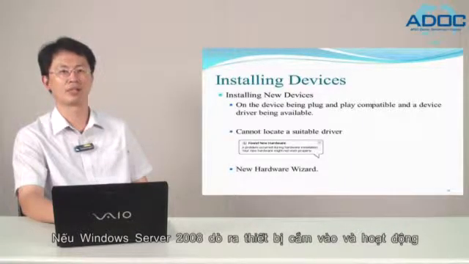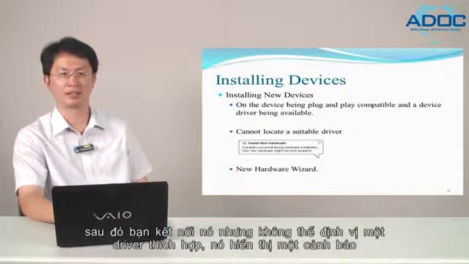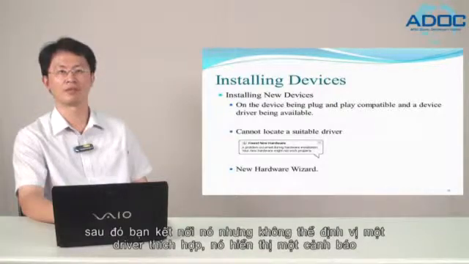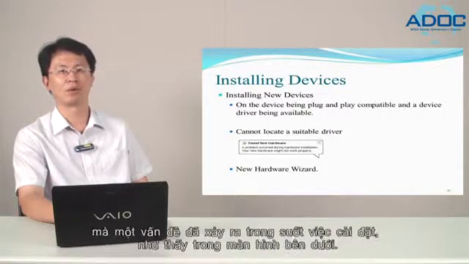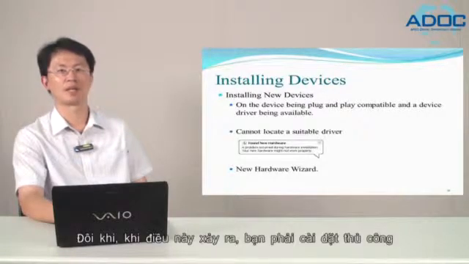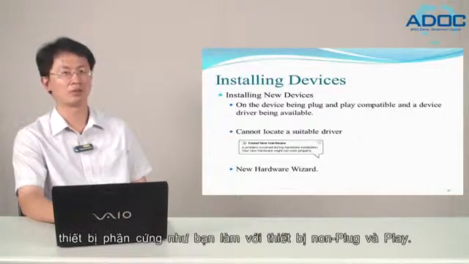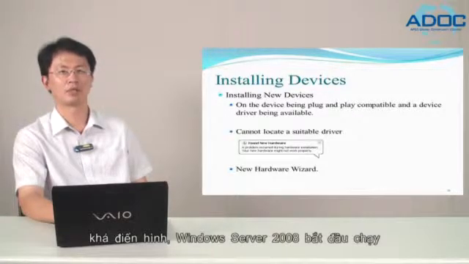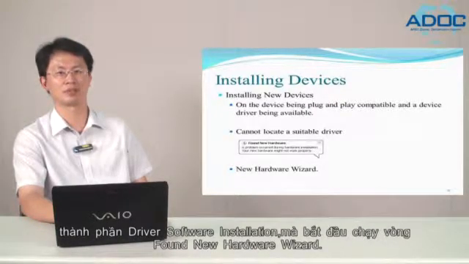If Windows Server 2008 detects a plug-and-play device after you have connected it but cannot locate a suitable driver, it displays a warning that a problem occurred during installation, as shown in the following screen. And sometimes, when this happens, you must install the hardware device manually, as you do with non-plug-and-play devices. And more typically, Windows Server 2008 starts the driver software installation components, which in turn starts the Found New Hardware wizard.